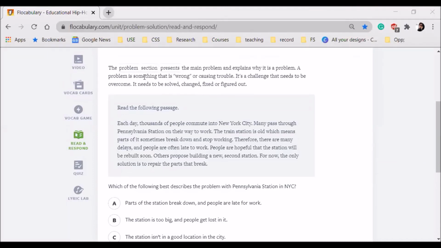All right. A problem is something that is wrong or causing trouble. It's a challenge that needs to be overcome. So to overcome that challenge, we would try to fix it and suggest a solution to it. Okay, so read this passage.